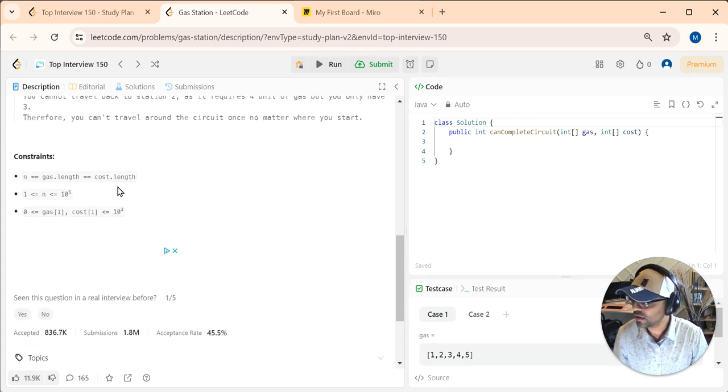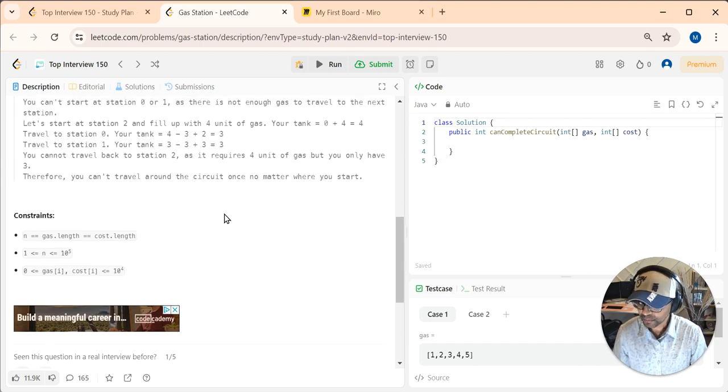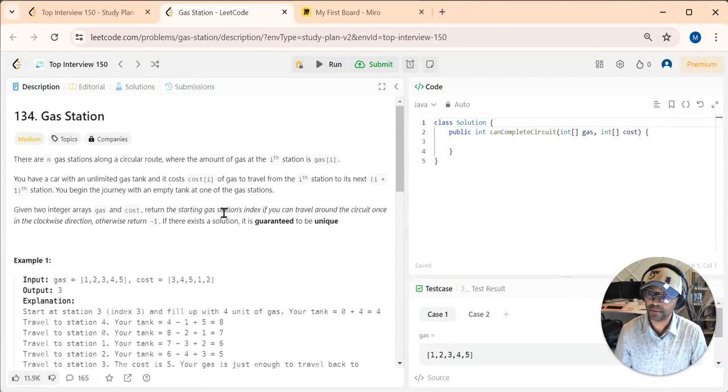Okay, so let's look at the constraints. n is the length of both the arrays, which is the same, and that's called n. And then the length of both the arrays is between 1 and 100,000 inclusive. Okay, sure. And then the values in both the arrays are between 0 and 10,000 inclusive. Okay, so those are the constraints.